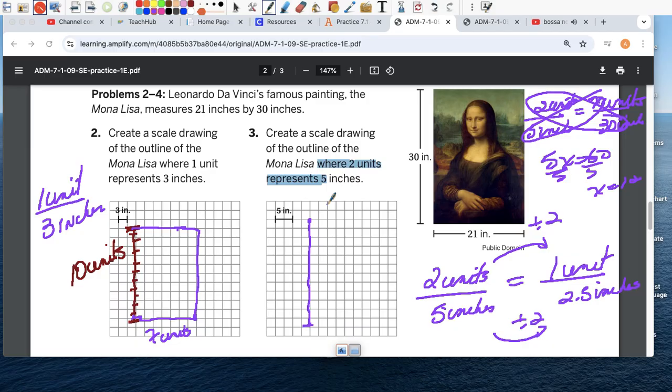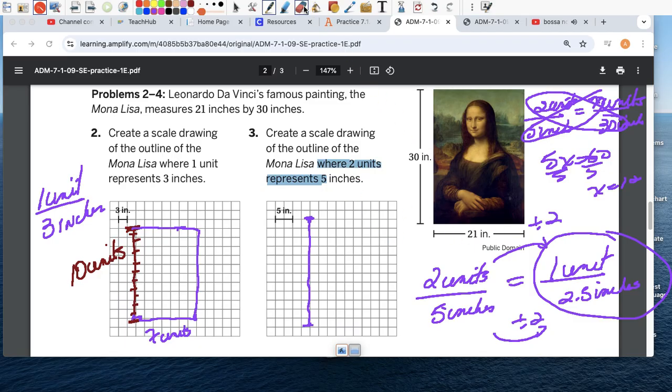Hopefully that helps, putting my glasses on. Okay. 1, 2, 3, 4, 5, 6, 7, 8, 9, 10, 11, 12. Okay, that's 12 units. Could you have used the other scale? 1 unit is 2.5 inches. You could have. Same thing.